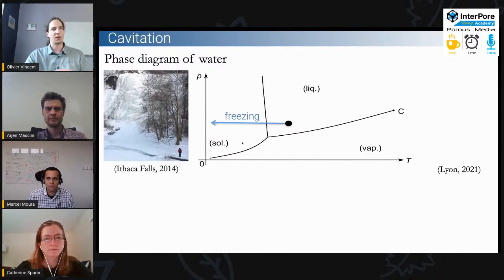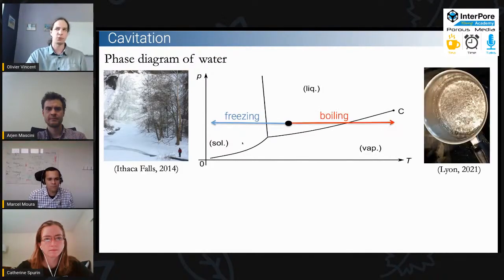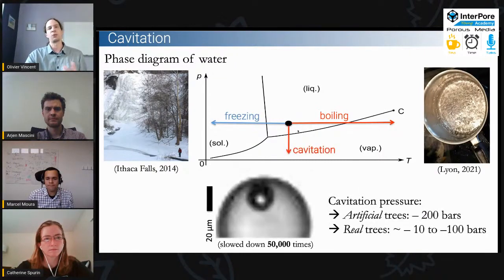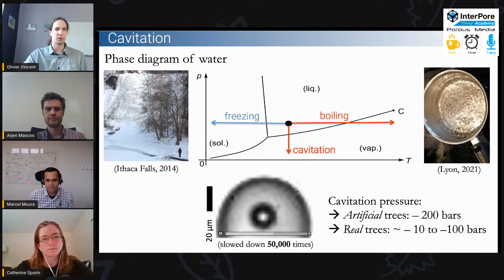We know that if we lower the temperature of water, we can freeze it. If we increase temperature, we can boil it, because we cross the liquid-vapor phase transition line here, but we can cross the same line by decreasing the pressure instead of increasing the temperature. And when we do this, that's what we call cavitation. That's actually cavitation in one of our structures here. It's a very fast, sudden and violent event.